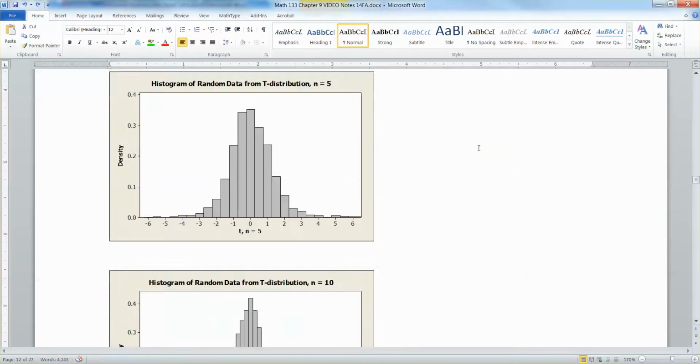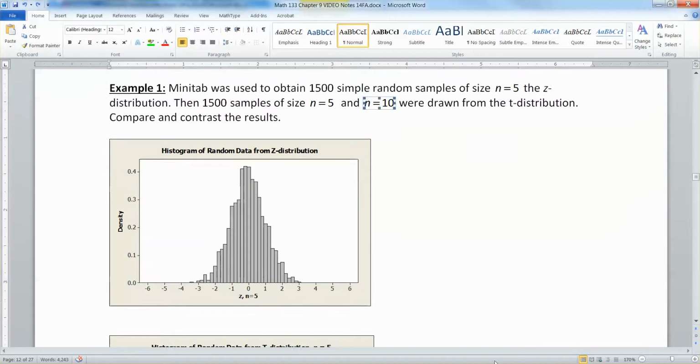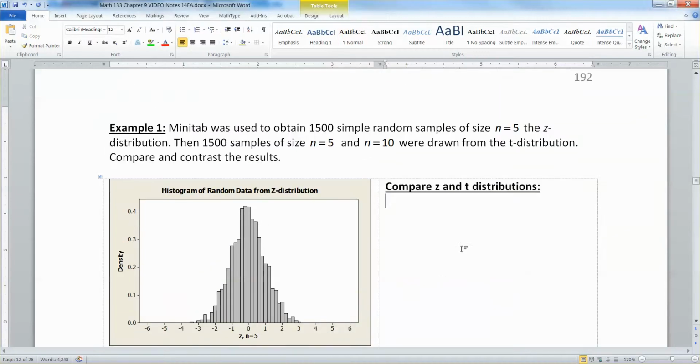So I have to add in a column over here so I can write. One second. All right, now let's start by comparing the z and the t distribution.